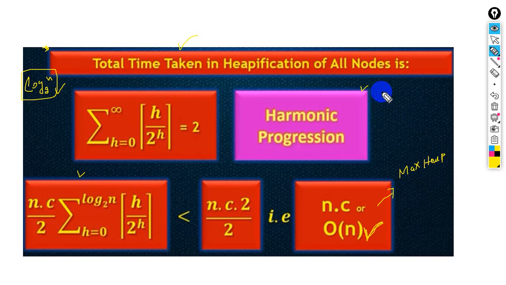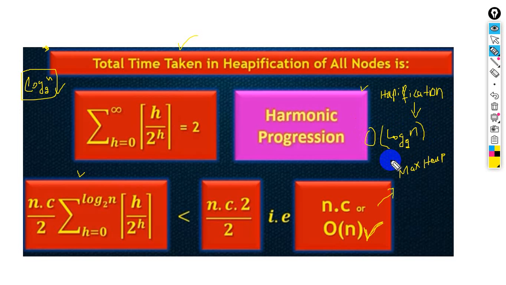So the time complexity of heapification to make a max heap was big O of log of n to the base 2.